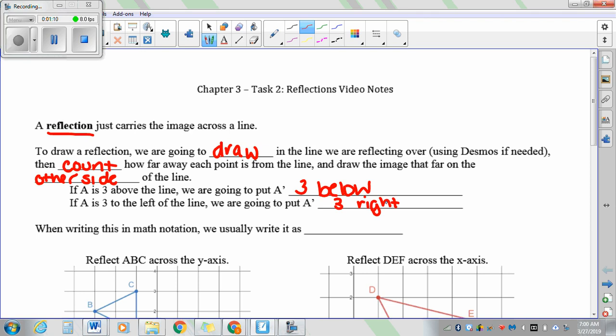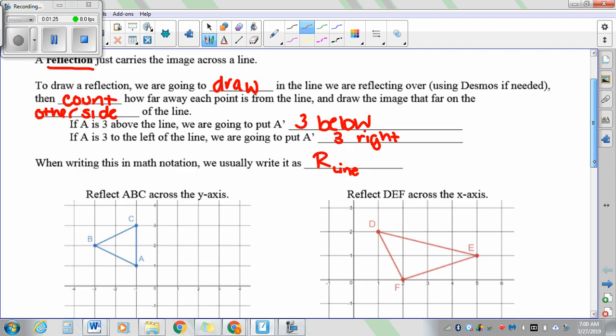When writing this in math notation, we usually write it as R and then whatever the line is. So you might see R x equals 2 or R y equals x, something like that.